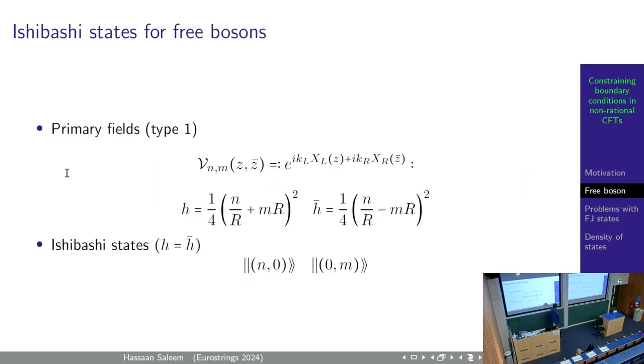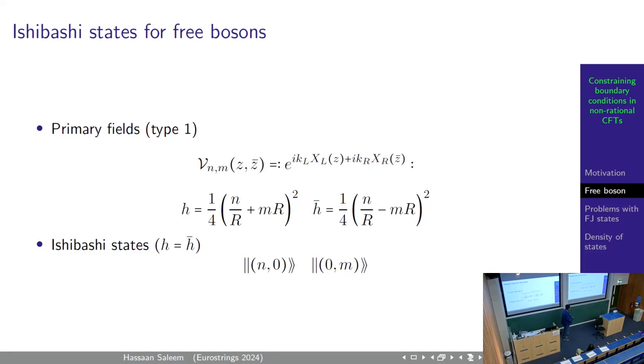Okay, now let's talk about what Ishibashi states you have in the compact free boson case. You have two types of primary fields. One type of primary field is something like this, and these are the corresponding conformal weights, right? Now, as I said in the earlier slide, Ishibashi states correspond to spin 0 primary states. So spin 0 primary states require m to be 0 or n to be 0, which means that the Ishibashi states are either these or these.